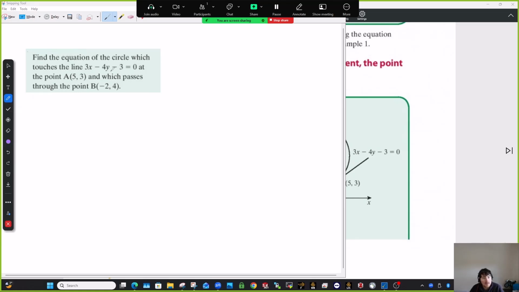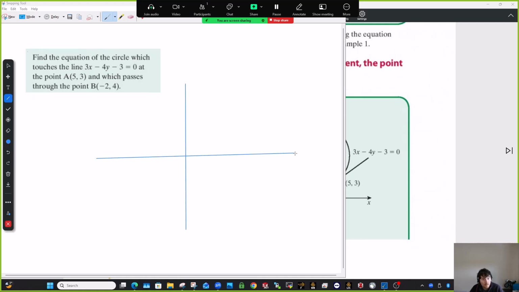Find the equation of a circle which touches this line at the point 5, 3, and which passes through B. It's very clunky information they've given us there. But they're saying that this touches the circle, and they're kind of implying it's a tangent, so it could be a bit better worded to really imply that it's a tangent. Right, so how would we draw a sketch of this?